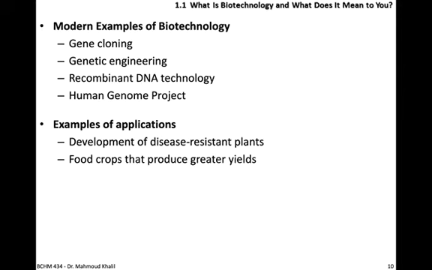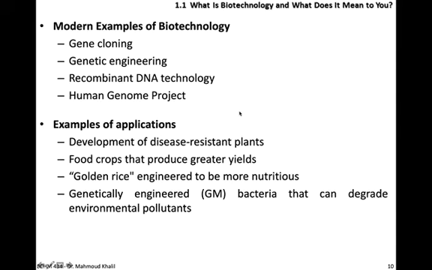As examples of applications of biotechnology, you can develop a plant that is disease resistant. You can develop food crops that produce higher yield. You can develop, which is already developed, golden rice. Golden rice is already developed and is sold in the market, and it gives more nutrition, and it's a bit more expensive than normal rice. You can Google golden rice. You can see it looks golden and has a lot of nutrient value.